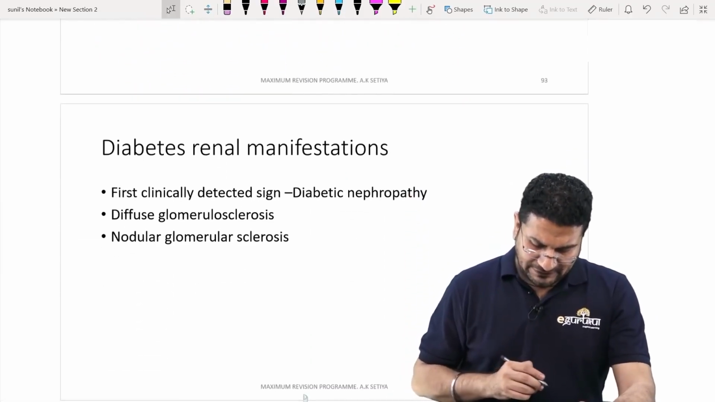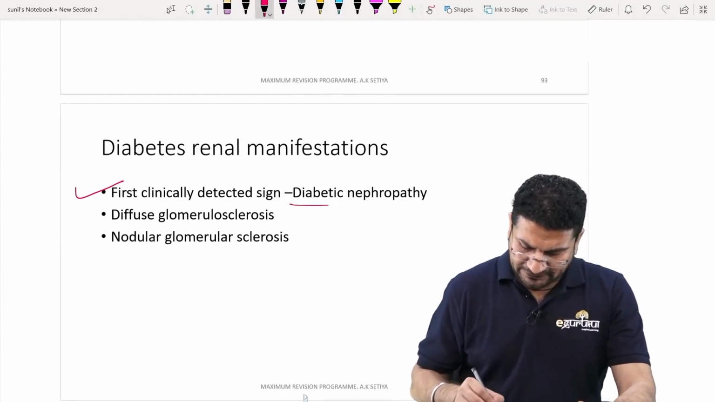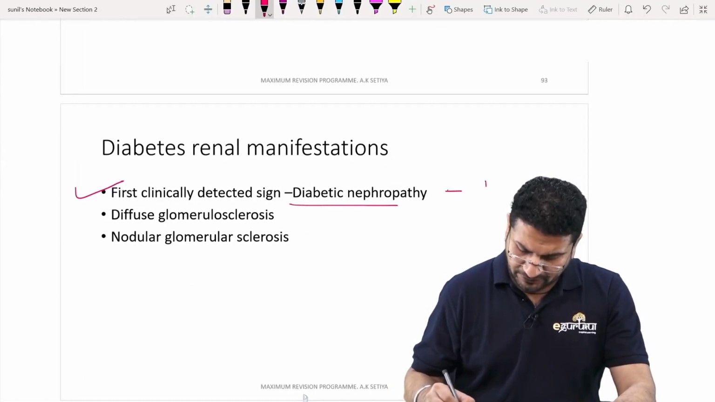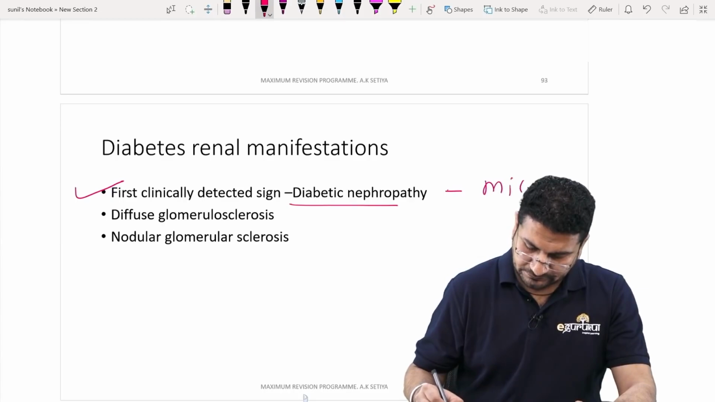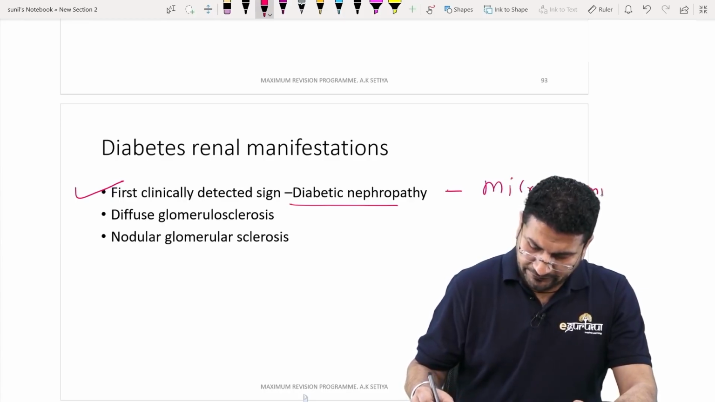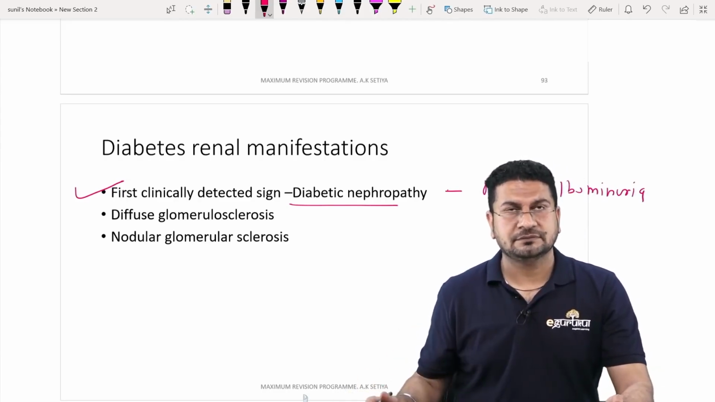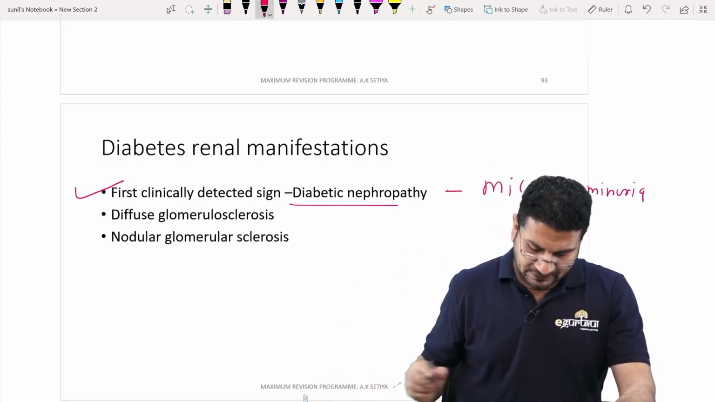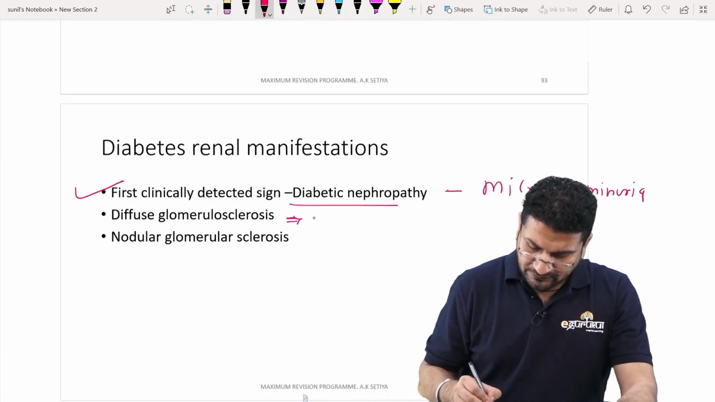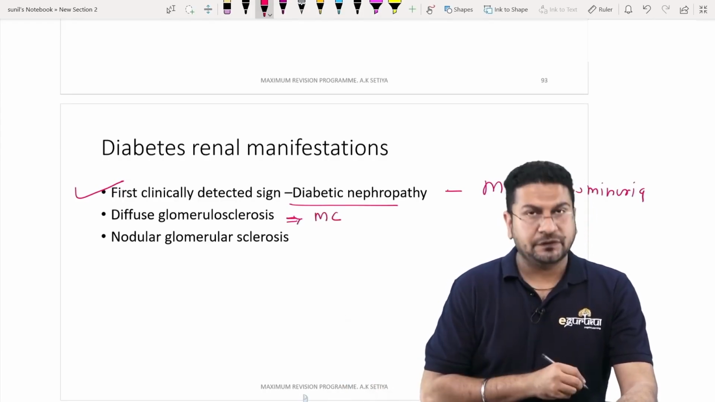In diabetes, the first sign of diabetic nephropathy will be microalbuminuria. When you see microalbuminuria, we have ACE inhibitors which can prevent it, or prevent further damage. The most common finding will be diffuse glomerulosclerosis.